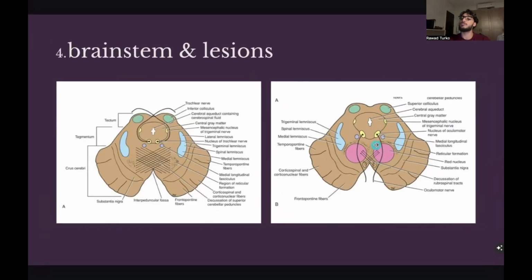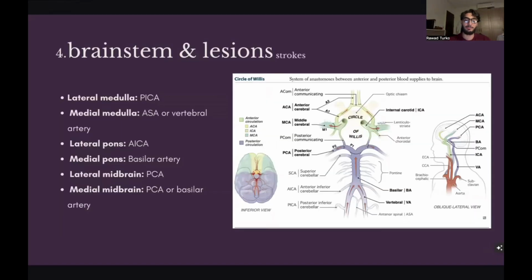Okay, this is just the main thing again that I want you to know: those four main nerves, four main nuclei: the oculomotor, trochlear, abducens, and hypoglossal.